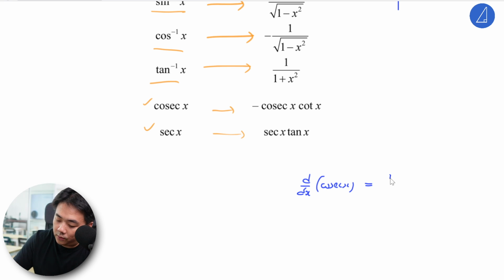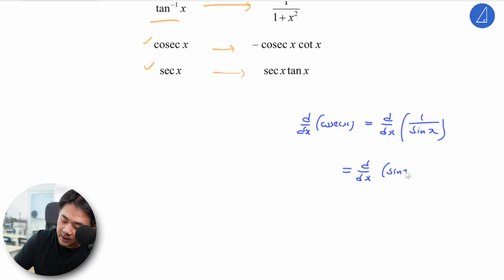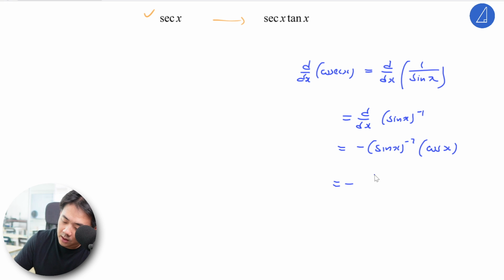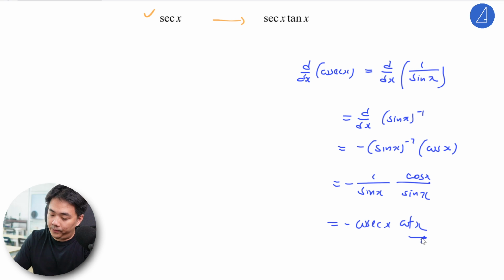To this, you just need to write d/dx. This is 1 over sine x. Then you just use quotient rule, or you can just use power rule, right? So like that, sine x to the power of minus 1. So it's minus sine x to the power of minus 2. This one will be cosine x. Then this will be 1 over sine x, then this is cosine x over sine x. Cosine x, sine x squared, so you get this as negative cosecant x cot x. So this one is not very hard to show.